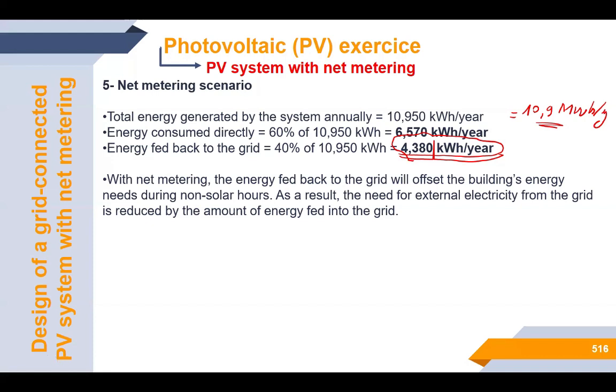Okay, for example, if we produce extra energy, we will inject this energy into the grid when there is no sun, when there are cloudy days. Okay, we will consume from the grid, and with net metering we can calculate the difference, to use the energy stored in the grid locally.